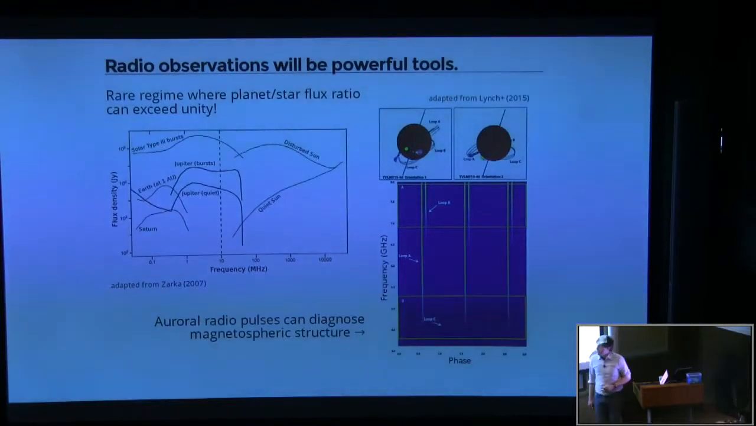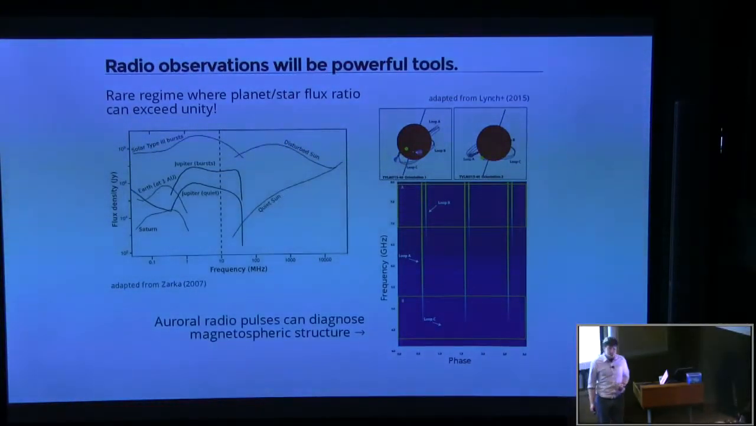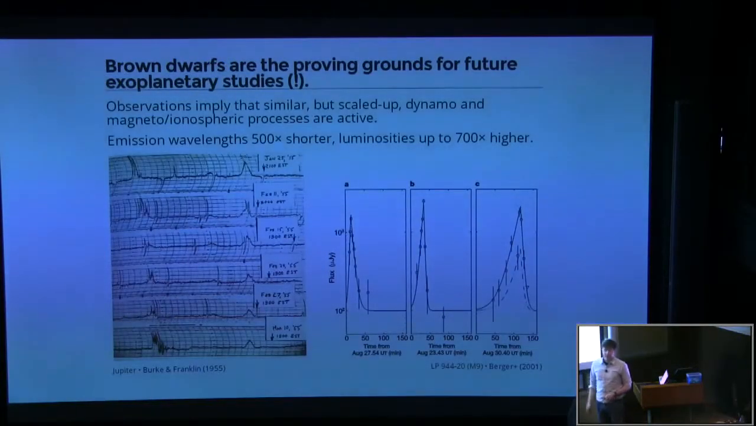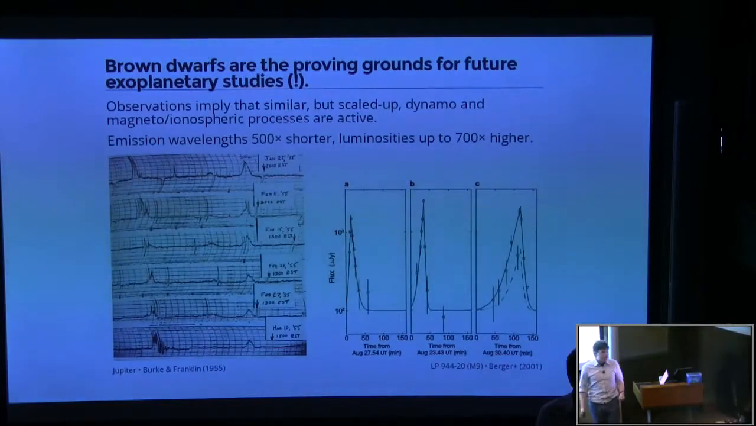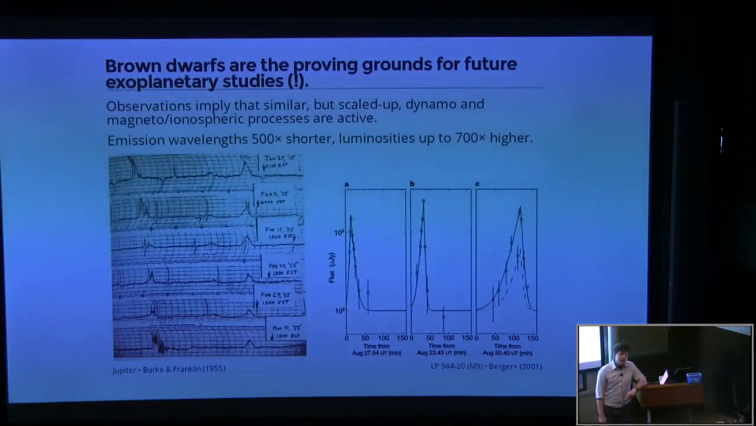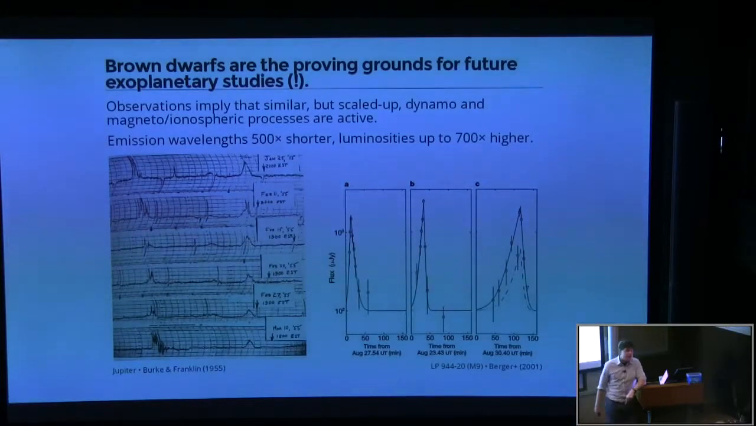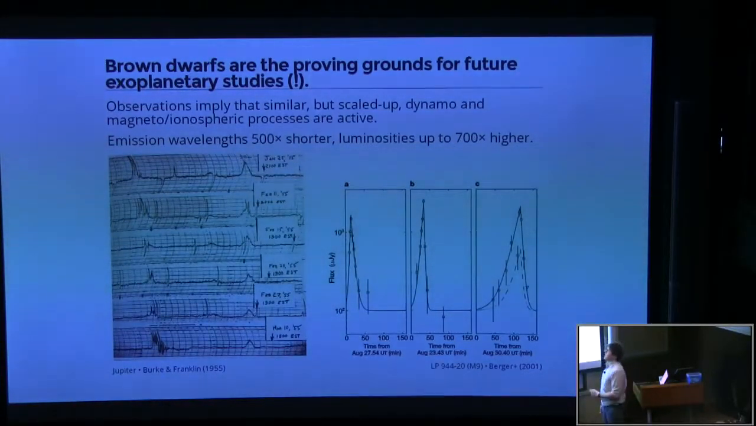But we're working on it, and something that's really coming into focus right now is that it turns out, kind of extraordinarily, that brown dwarfs really seem to be scaled-up versions of the kind of auroral magneto-ionospheric current systems that we do see in solar system planets, and that we expect to see in exosolar planets. So I just like these plots.